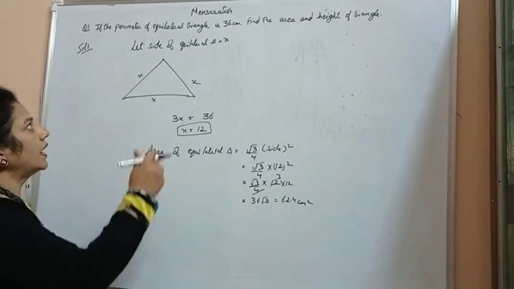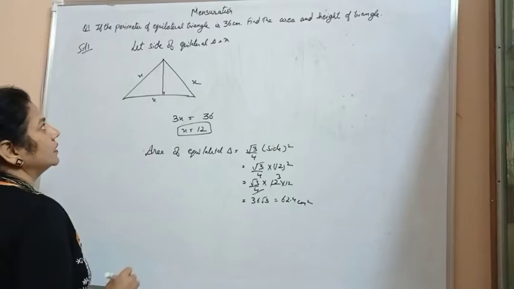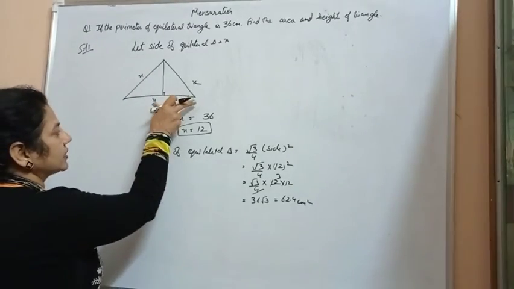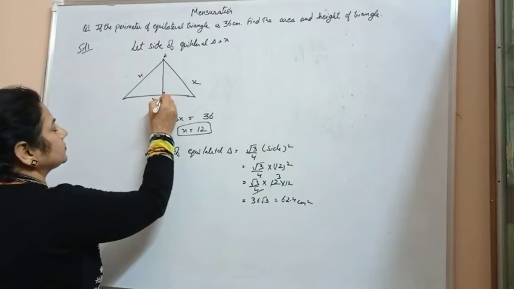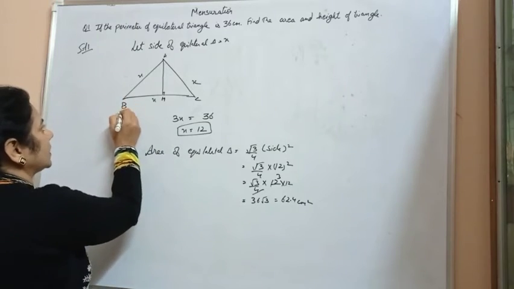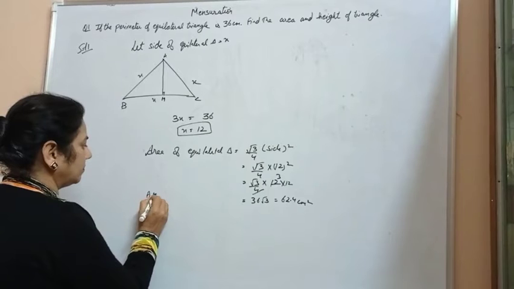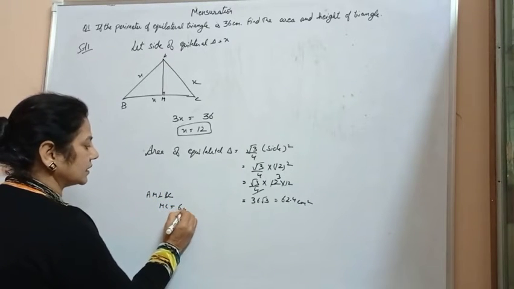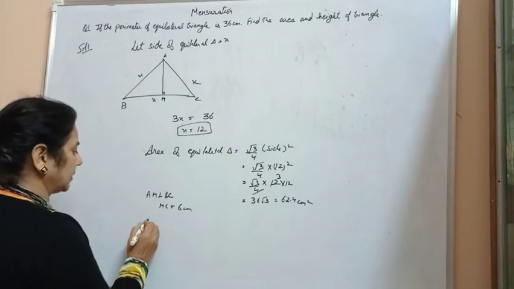Now you have to calculate the height also. Let us draw a perpendicular on it. This perpendicular is at the midpoint of the side. So if the side is 12 centimeter, then in triangle ABC, if we draw AM perpendicular to BC, then MC will be 6 centimeter. We have to calculate the height by Pythagoras theorem.